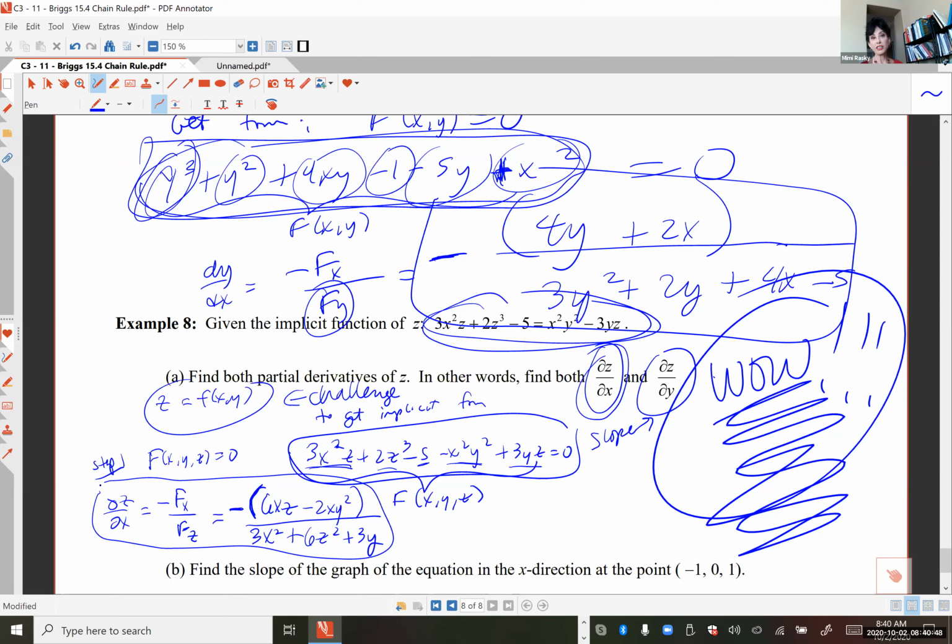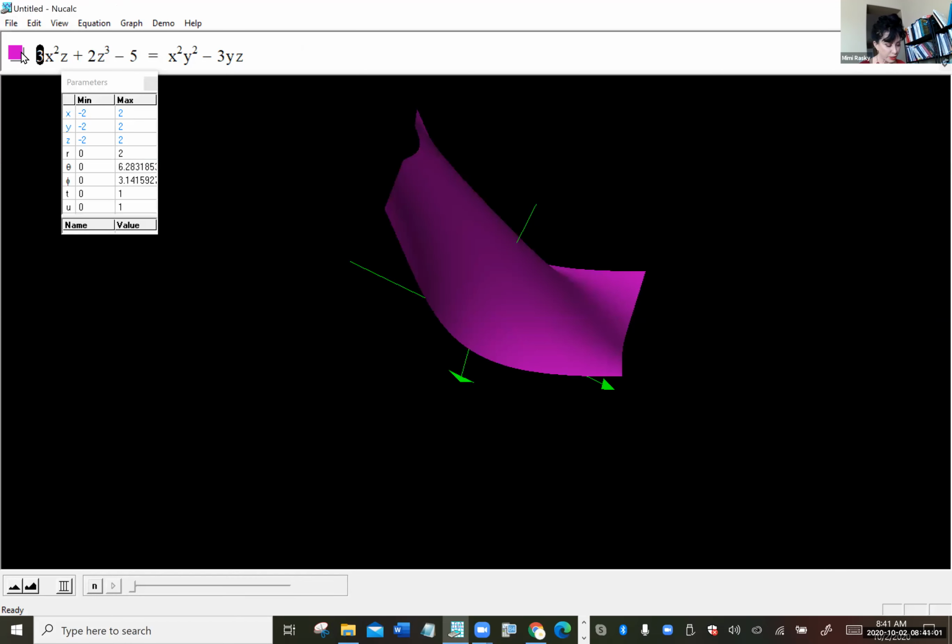And if you wanted to actually find the value of the slope, you'd have to find a point, an ordered triple, on this beautiful surface, which is currently purple, but I can change it to yellow. What the heck. Find your ordered triple. Say I want this point right there. I want to know the slope in the positive x direction. You would substitute the coordinates of that point into your slope, and you get the actual slope.